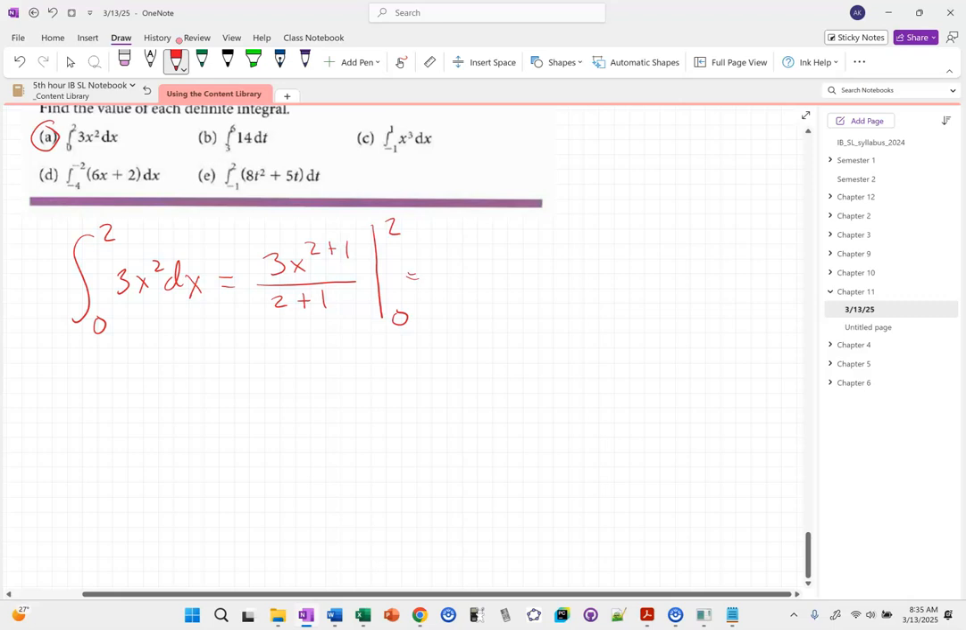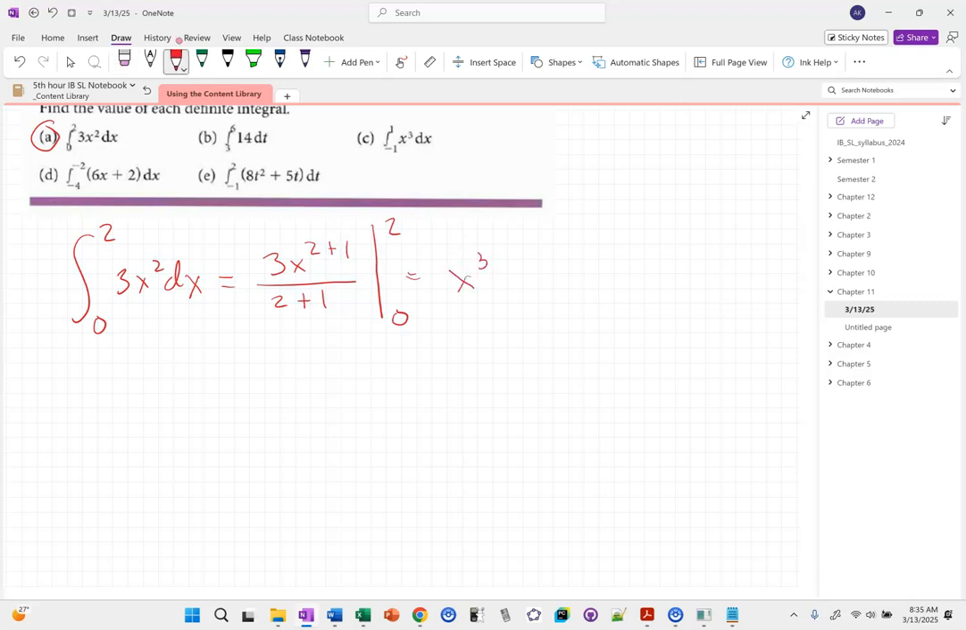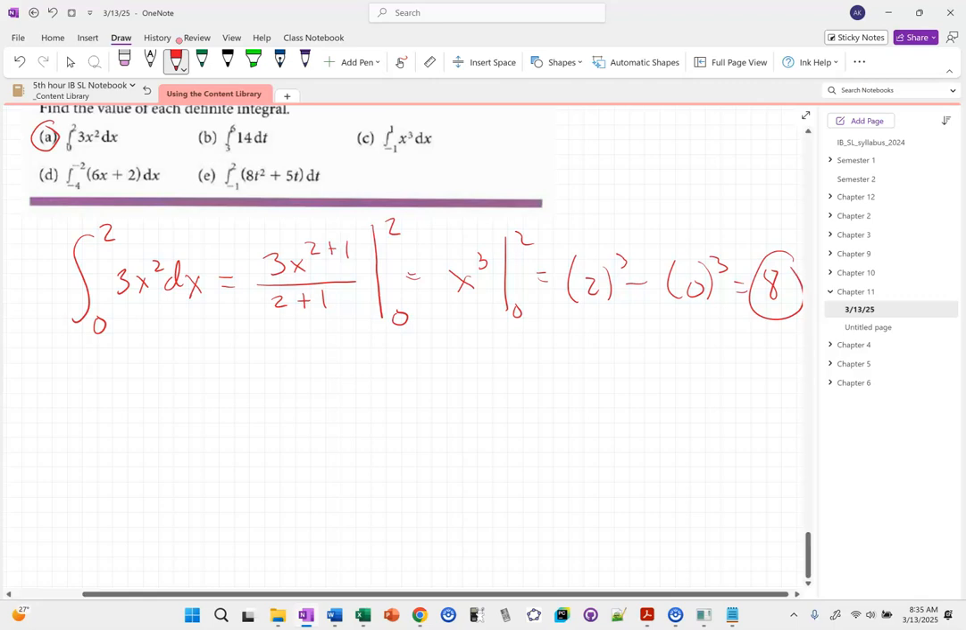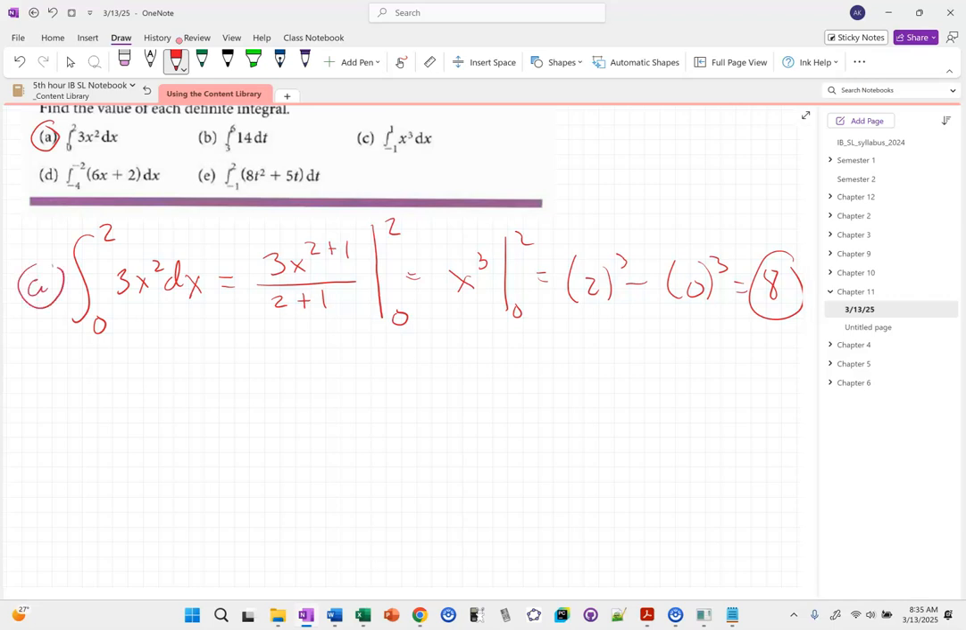So that gives me x cubed, right? To do that, I'm just going to do 2 cubed minus 0 cubed, so I get 8. Notice that the answer to a definite integral is always going to be just a number, as opposed to the indefinite integral where the answer is a function. Let's do another.